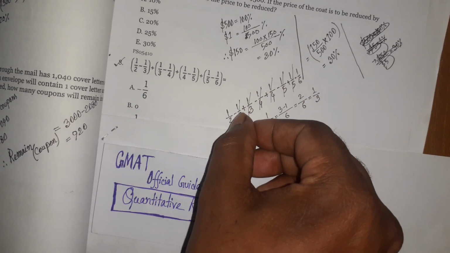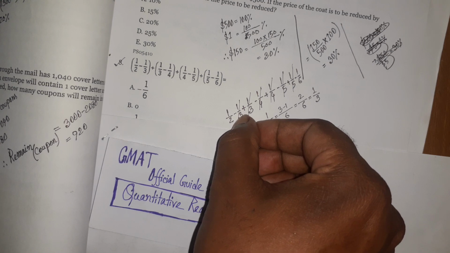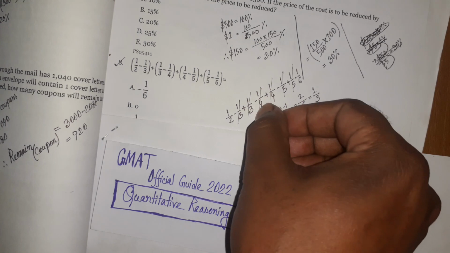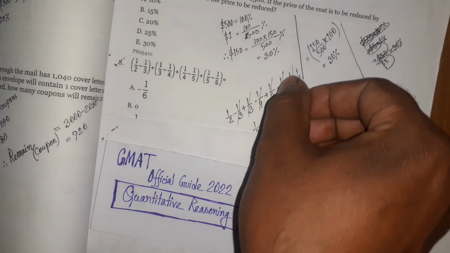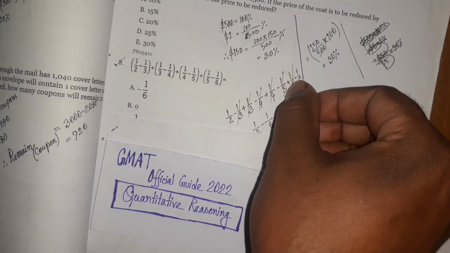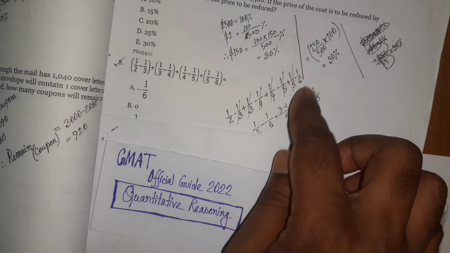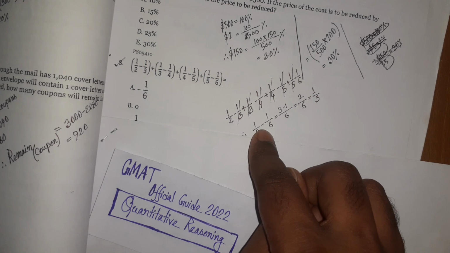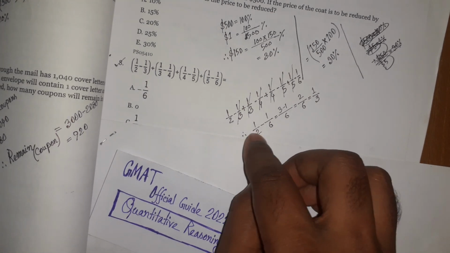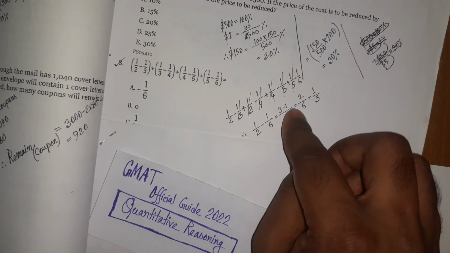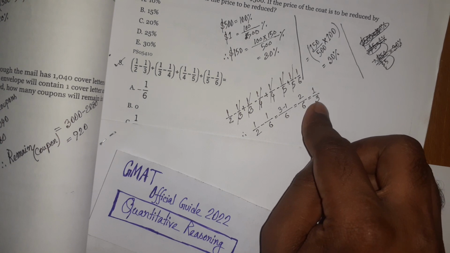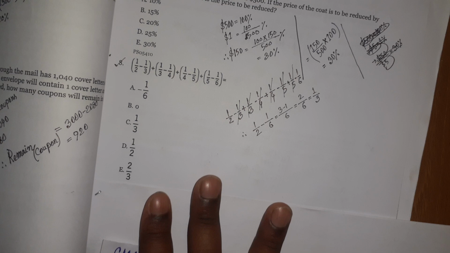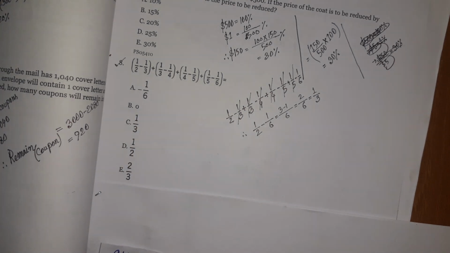We cut negative 1 by 3 plus 1 by 3 minus 1 by 4 plus 1 by 4 minus 1 by 5 plus 1 by 5. So we have only 1 by 2 minus 1 by 6. So finally we get the result is 1 by 3. So the answer is option C, 1 by 3.